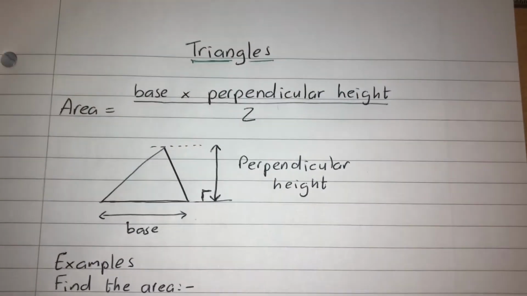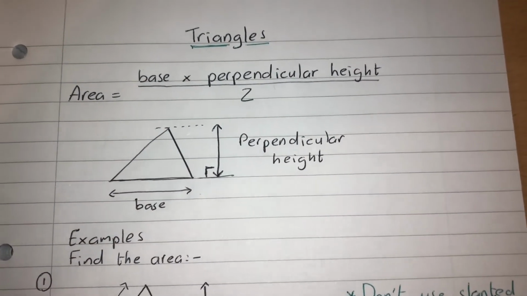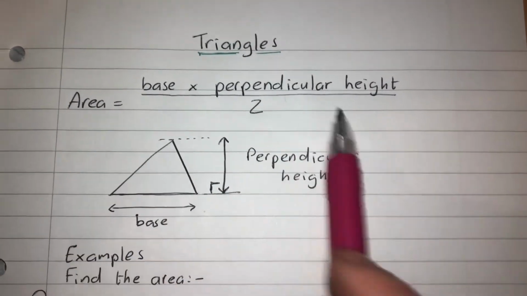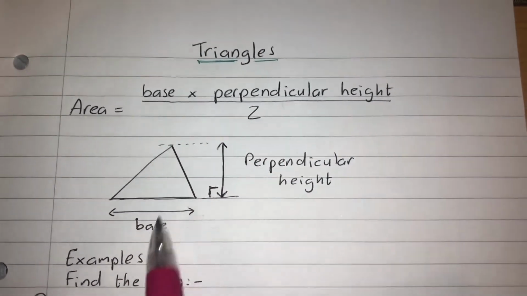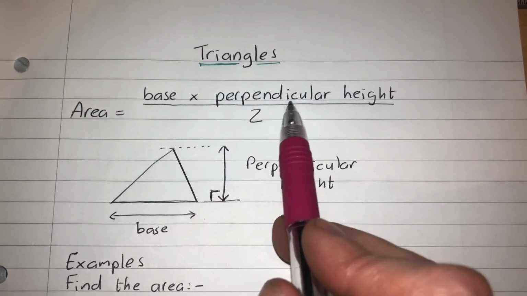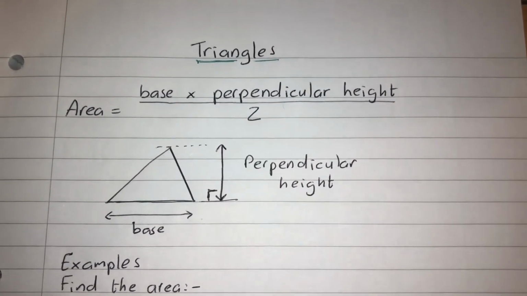We're now going to look at triangles. So, slightly more complex formula, not that it's a great deal more difficult, slightly more complex formula for triangles. Base times perpendicular height, and I'll explain what that means in a wee second, all divided by 2.